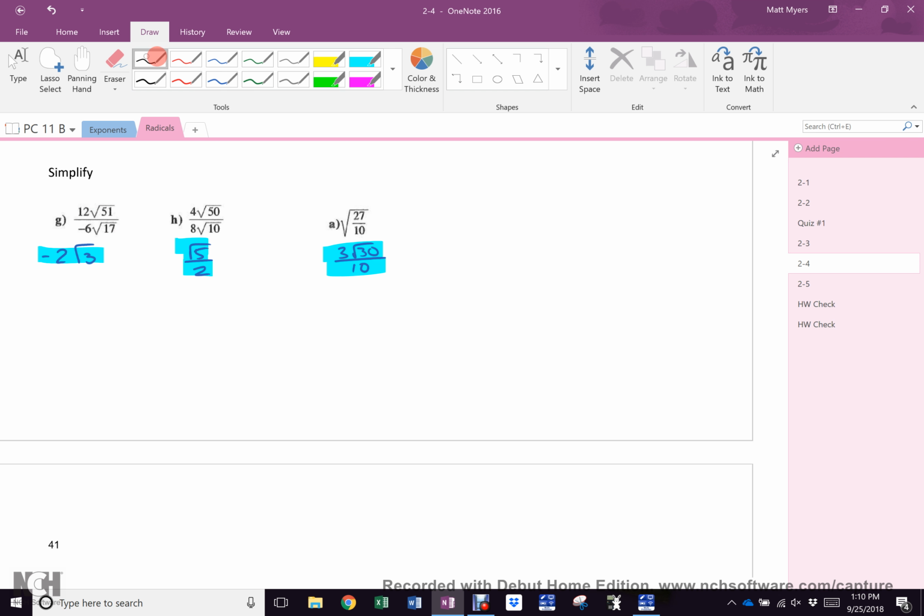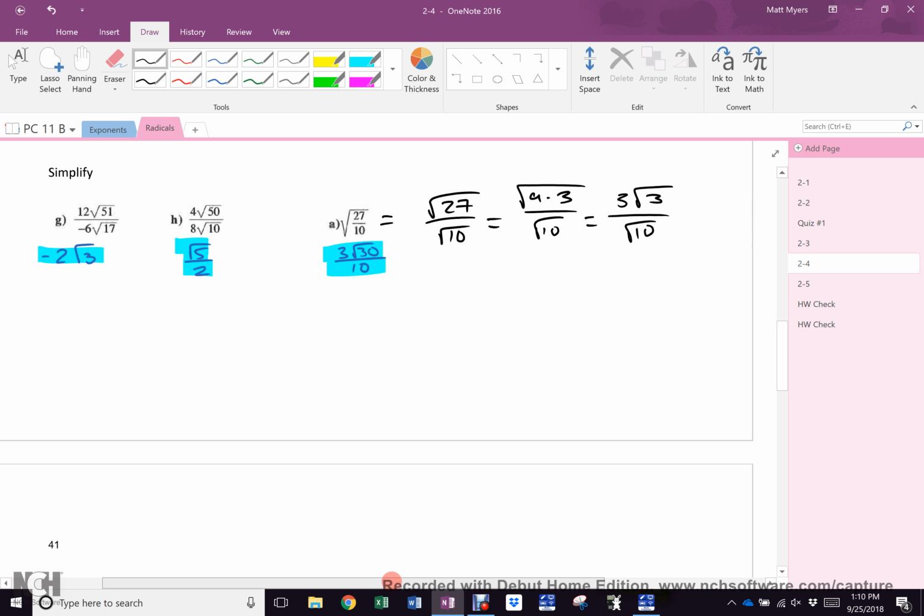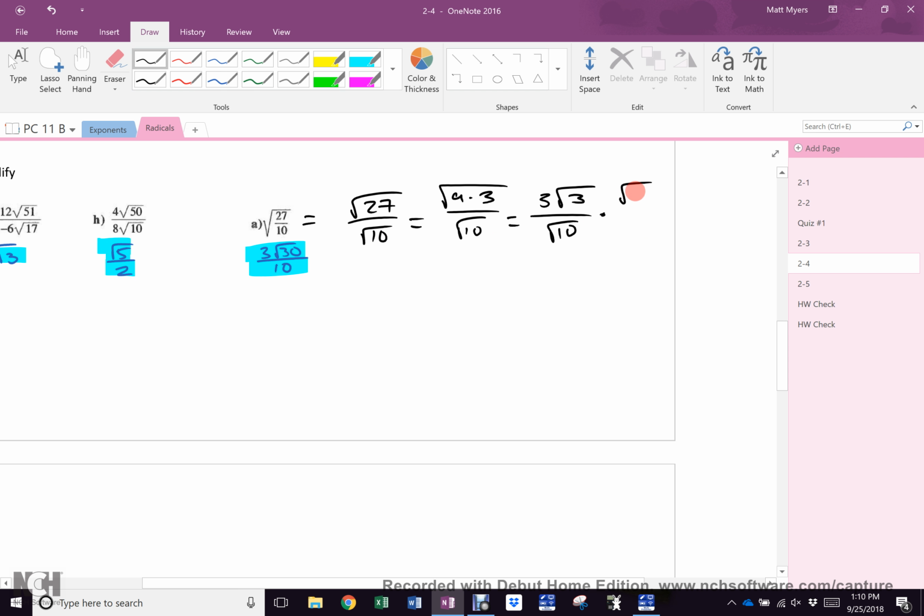A. That is the root of 27 over the root of 10. That is the root of 9 times 3 over the root of 10. 3 comes out. 3 root 3 over the root of 10. The root of 10 is not allowed, so I multiply by root 10 over root 10. Root 10 times root 10 is 10. 3 times 10 is 3 root 30 over 10.